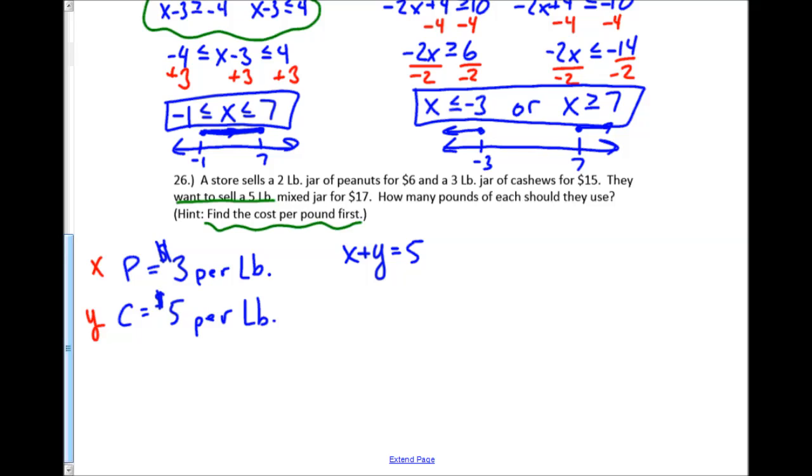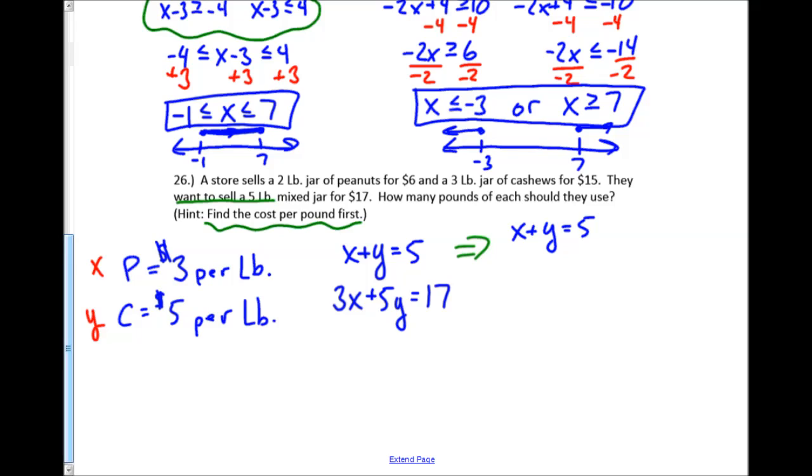The other thing is the cost. And if I look at the cost for this thing, I want to sell that jar for $17. Well, it's $3 per pound of peanuts, so $3 times the number of pounds of peanuts, plus $5 times the number of pounds of cashews should equal my total cost, which is $17. Okay? So now what I have here is a system of equations. I'm going to take this first equation, and I'm going to solve it by substitution.